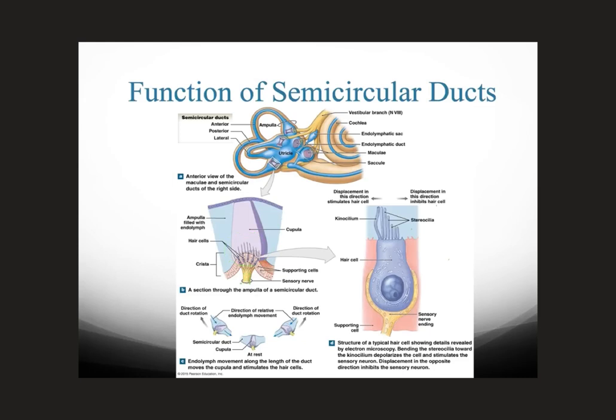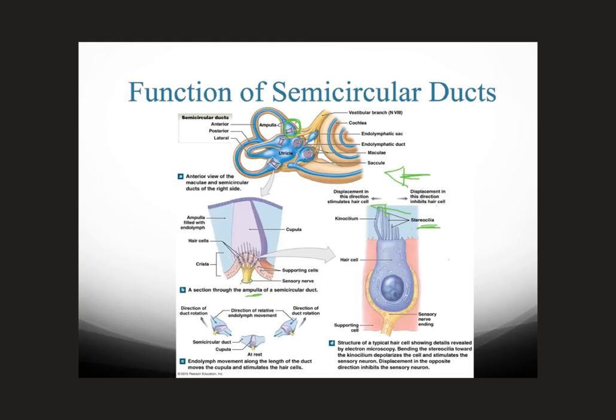So basically, remember that this ampullae is going to be located at the beginning of every semicircular duct. So depending on how you move your head, because your semicircular ducts are going to be positioned in different angles, right? You're going to have an anterior, a posterior, and a lateral semicircular duct. And depending on how you tilt your head, if you tilt your head from right to left, what's going to happen to the stereocilia? Basically, they're going to be going on top of the kinocilium.